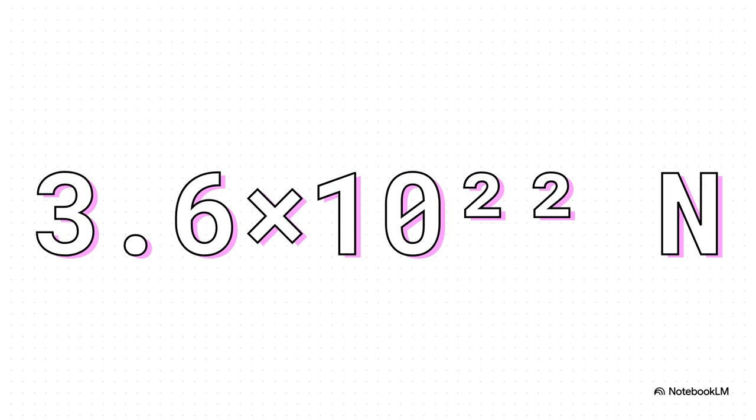Whoa. It's just staggering. That's 3.6 times 10 to the power of 22 newtons. We're talking about a 36 with 21 zeros after it. It's a force so big, it's basically impossible to compare to anything on Earth. It's this immense, silent, invisible tether stretching across 150 million kilometers of space, holding our entire world on its perfect path. That's not just a number, that's the strength of our solar system.